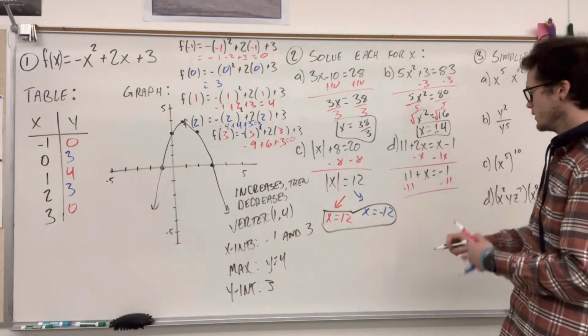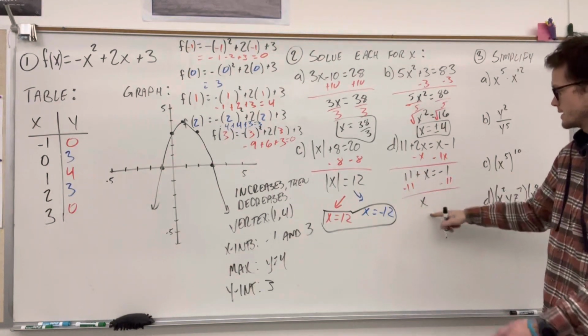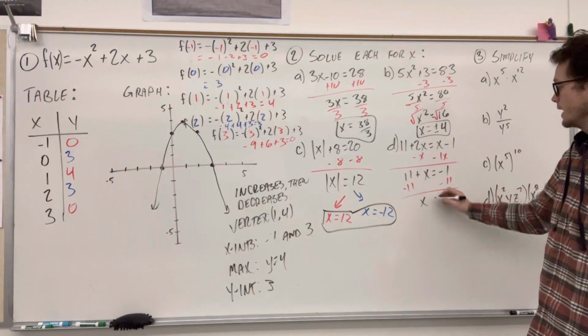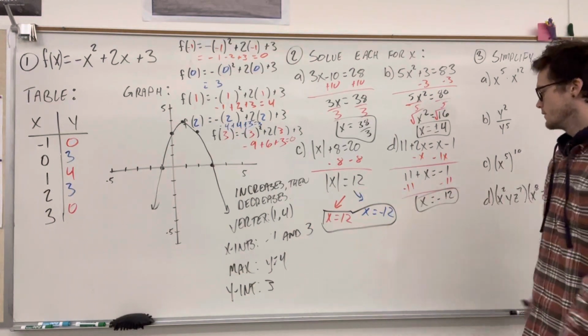Be extra careful here. I could see some mistakes being made. We know 11 minus 11 is 0. x is still x. And then we have negative 1 minus 11. A negative number gets negativer. So x is negative 12 here.